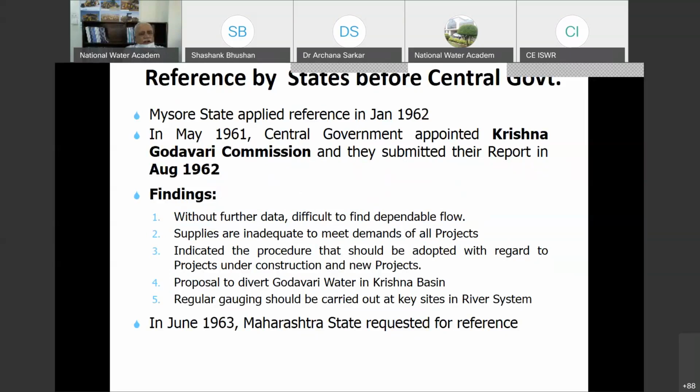So, consider the provisions of the 1956 Interstate Water Dispute Act. The first reference was made in January 1960. In May 1961, the government appointed the Krishna Water Commission.